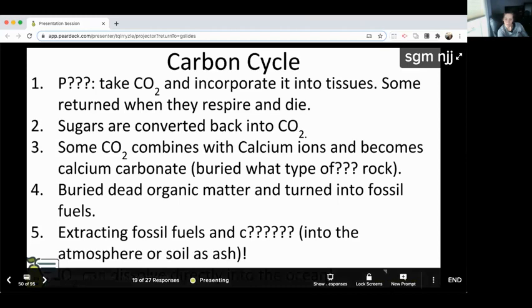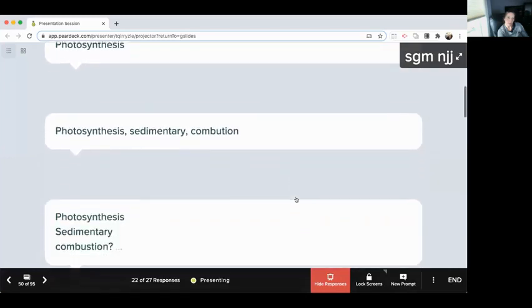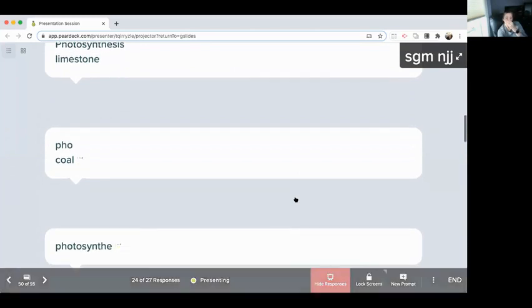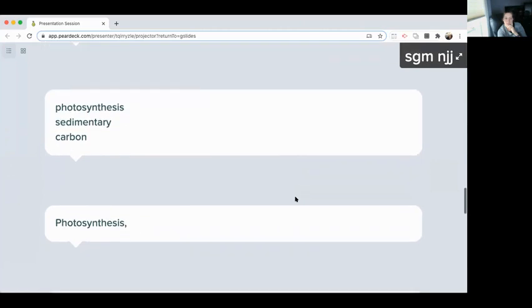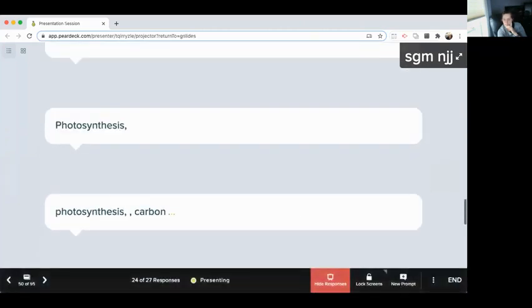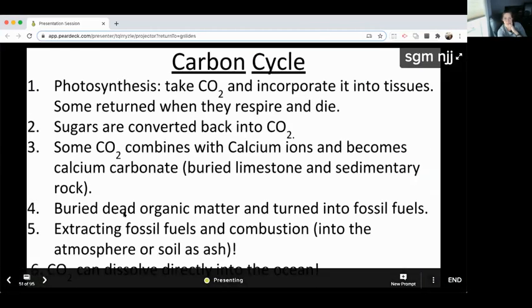Okay, so let's see what you guys are saying. Photosynthesis, sedimentary, combustion, limestone. Okay. All right. So the answers were photosynthesis, which most of you got. And some of you got limestone and sedimentary rock. And what was the last one? Oh, the last one was about combustion.